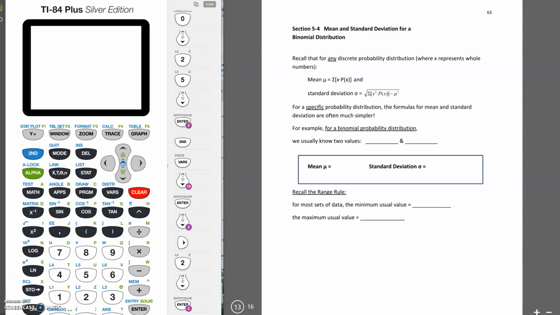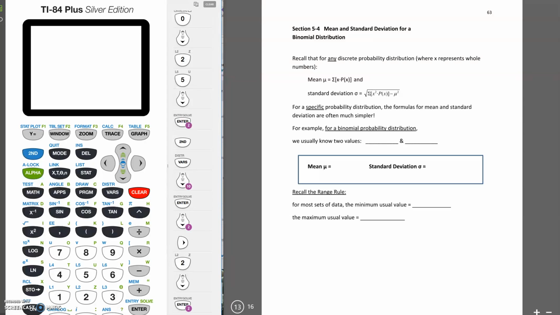Okay, we're now going to talk about how to find the mean and the standard deviation for a binomial distribution. So in a previous video, we talked about how to find the mean and the standard deviation for any discrete distribution. But the good news is the formulas for a binomial distribution are actually much simpler. The other formulas would give us the same answer, but we can get it much quicker.